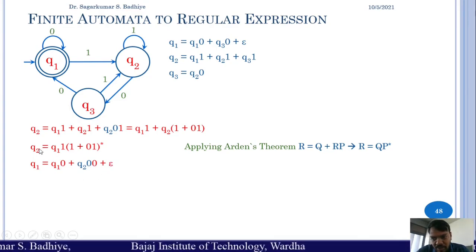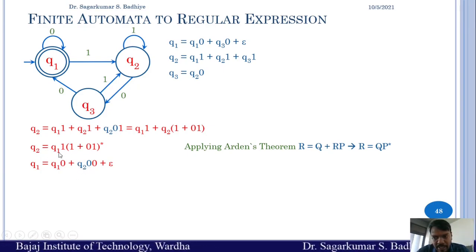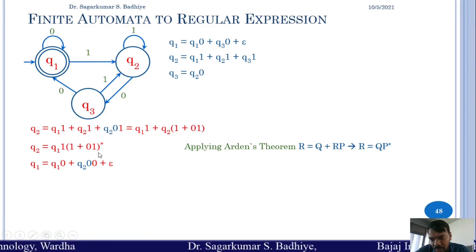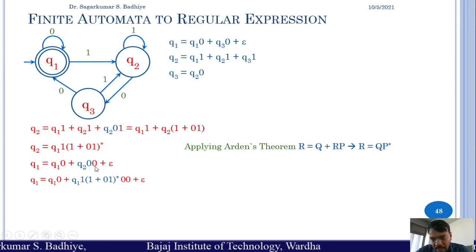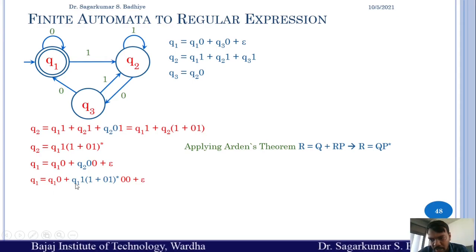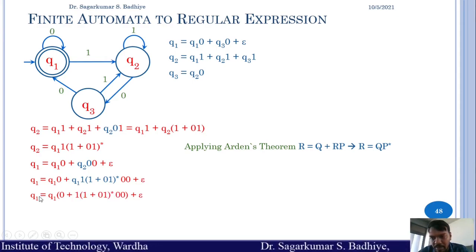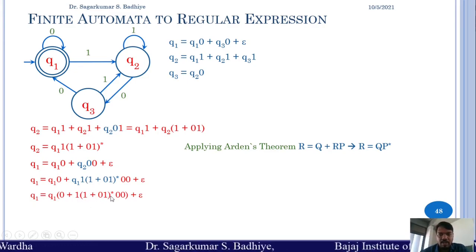Now we have q2 in terms of q1, so we will replace this q2 by this equation. So we get an equation for q1 as q1 equals q1 0 plus q1 1 in bracket 1 plus 0 1 whole star, and the remaining 0 0 as it is, plus epsilon. Now this q1 is common, so you can take it as common, and the equation becomes q1 equals q1 in bracket 0 plus 1 in bracket 1 plus 0 1 whole star 0 0 bracket close plus epsilon.